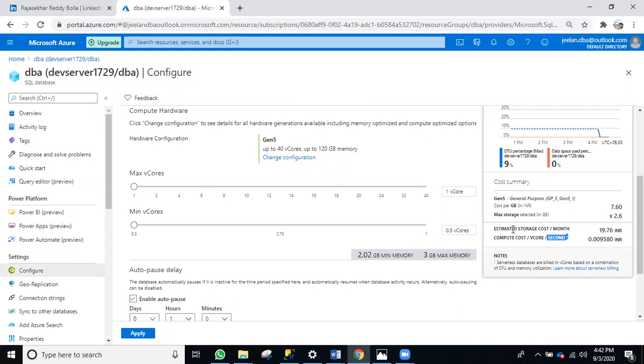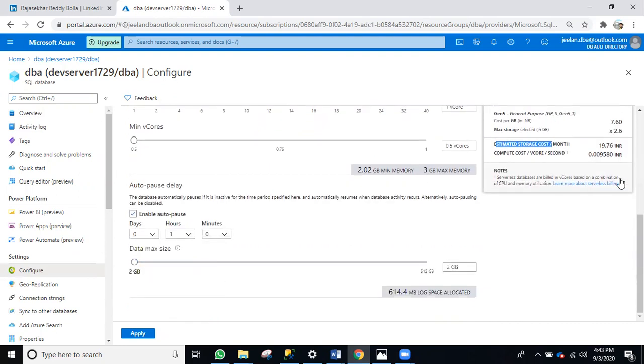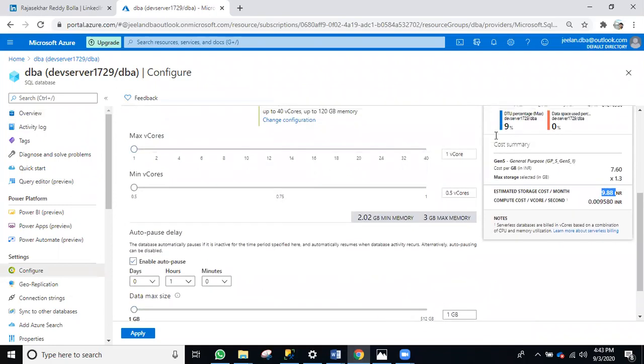But here, can you see the storage cost? Whether you use it or not, you are still keeping your database, using their space and storage, and for that you need to pay. For 2 GB, they are charging this much. As soon as you increase it, obviously they charge more. They charge for the space, but for compute they are not charging here. This is a really beautiful option, and I'm very happy to use it.